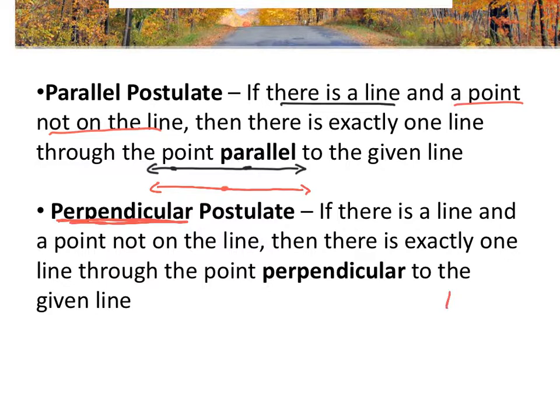So we use this symbol to mean perpendicular, but what does that mean? Lines that intersect and form 90 degrees. Okay, so again, perpendicular means that they come together to form 90-degree angles.